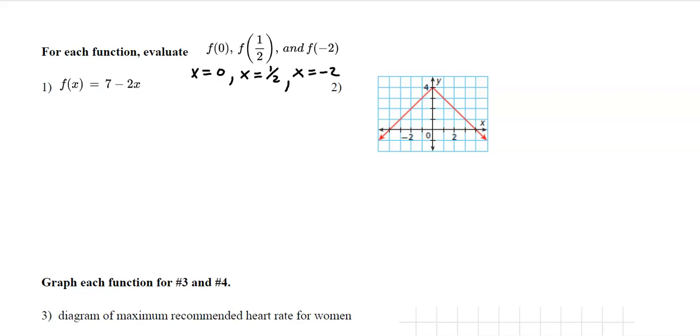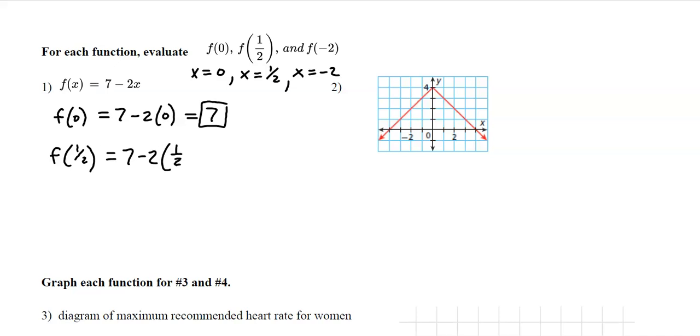Well, you could do it by hand. If you wanted to, you could come over here and say, well, f of 0 is 7 minus 2 times 0, which is just 7. All right? So there's that answer. F of 1/2, well, when I plug 1/2 in, 7 minus 2 times 1/2. Well, 2 times 1/2 is 1, so 7 take away 1 would be 6.